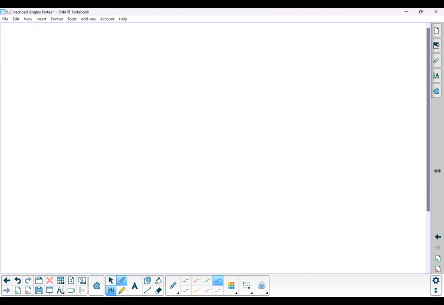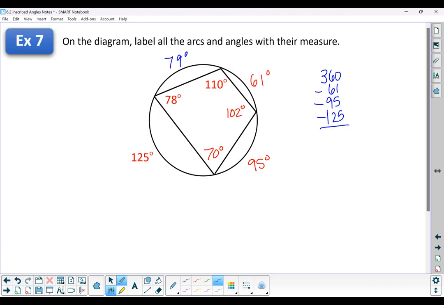All right, that's it for inscribed angles. When you're working on a circle diagram, try to fill it all in before you answer if you have a specific list of questions.